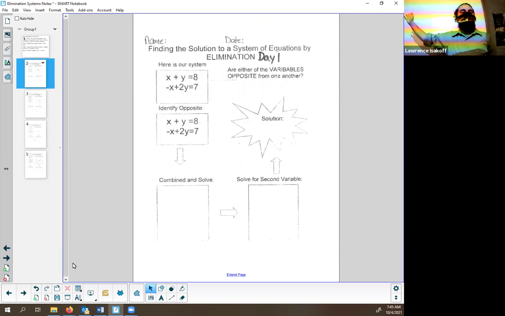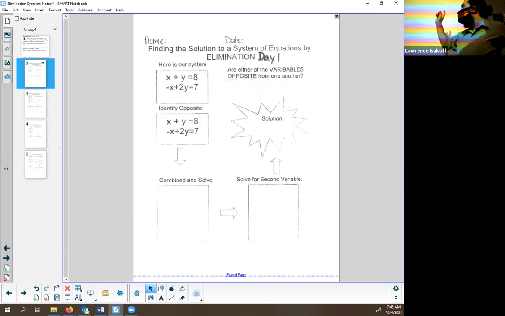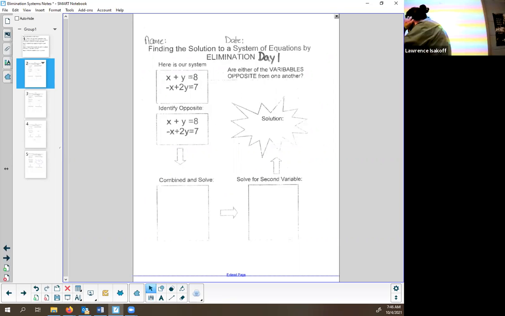This is going to be our common setup for the elimination method. Notice I have x over x, y over y, equals over equals, and number over number. That's going to be our big key setup here. So I have x plus y equals 8, and negative x plus 2y equals 7. Do I have opposites here? Do I have opposites happening anywhere in here? Yeah. x and negative x, those are our opposites.